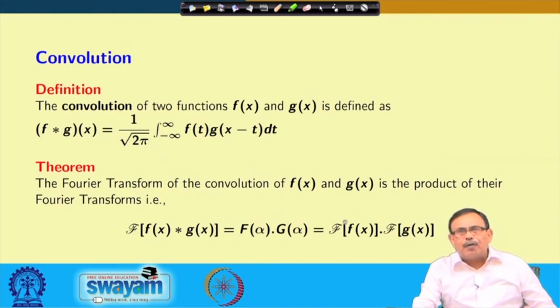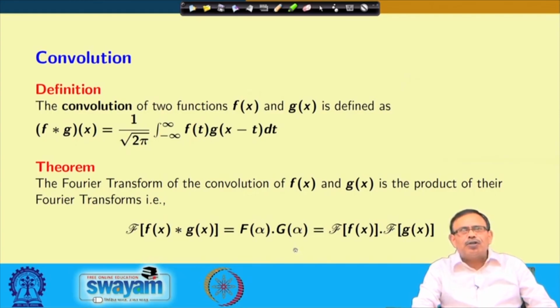Just like Laplace transform, we are trying to find the Fourier transform of the convolution of two functions. The Fourier transform of the convolution of f(x) and g(x) is the product of their Fourier transforms. In other words, the Fourier transform of f(x) star g(x) is nothing but F(alpha) into G(alpha), where F(alpha) is the Fourier transform of f(x) and G(alpha) is the Fourier transform of g(x).